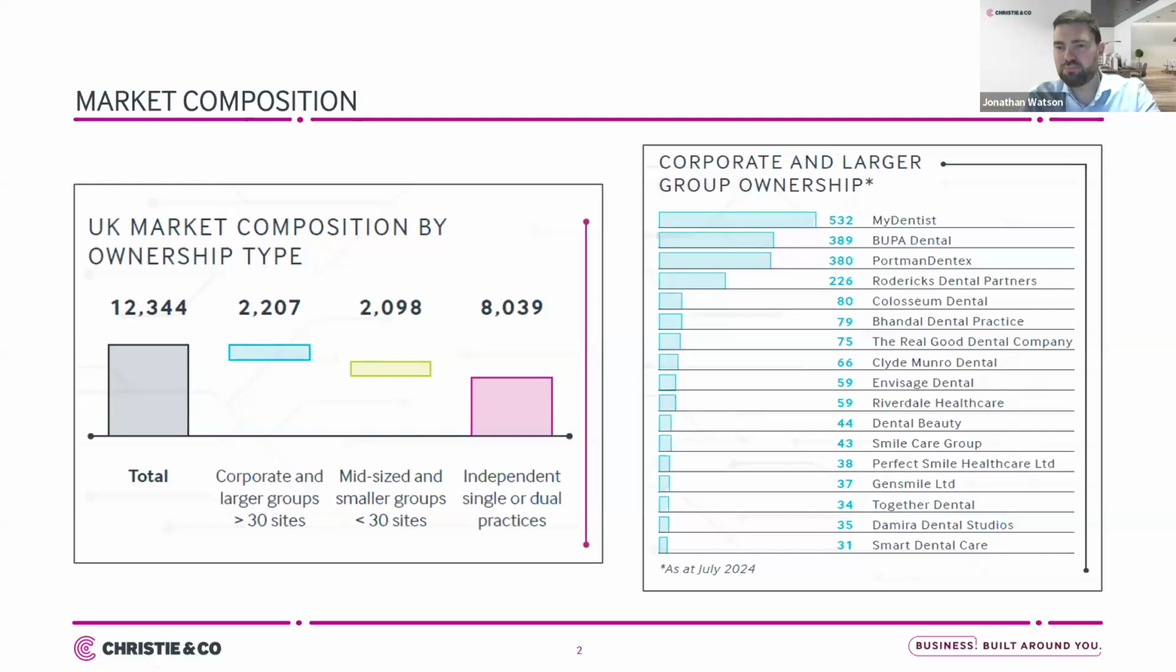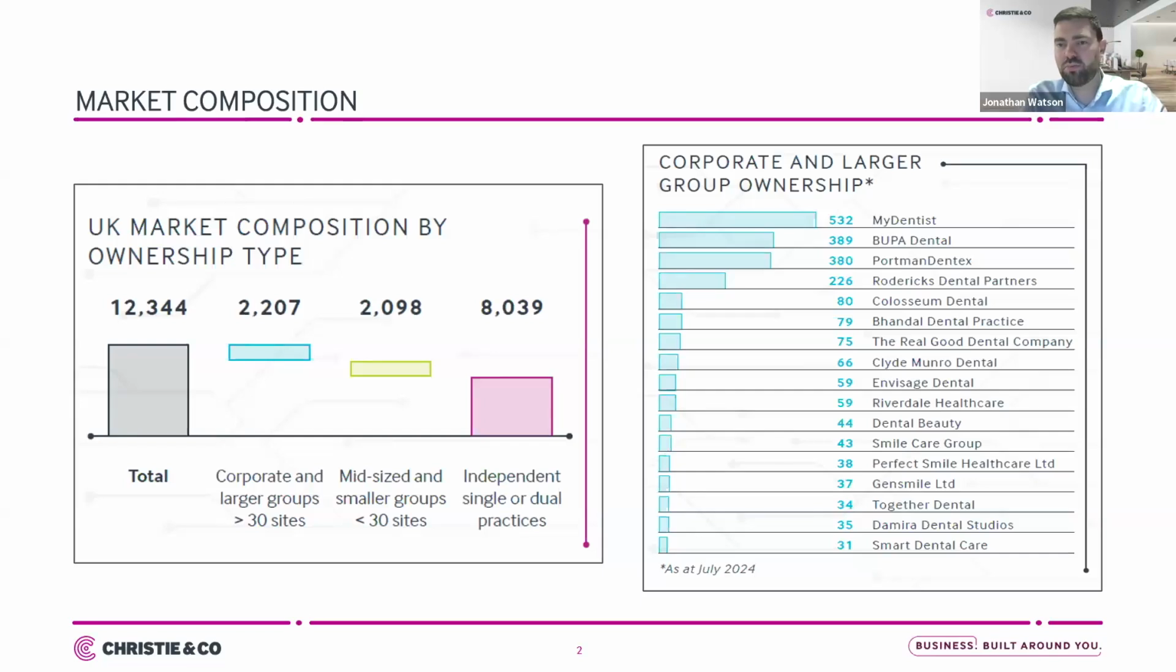And then there's a bit of a breakdown on the right of some of those corporates and how many practice numbers they've got. A lot of this information has come from our recent dental market review document, which hopefully some people have seen. We've put it out everywhere, but if anyone hasn't seen it, I'm happy to share a copy afterwards. I'm just running through a few of the stats we've got from that.